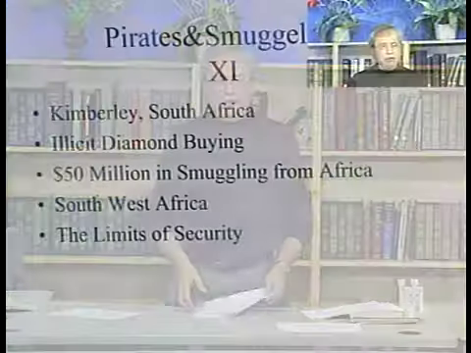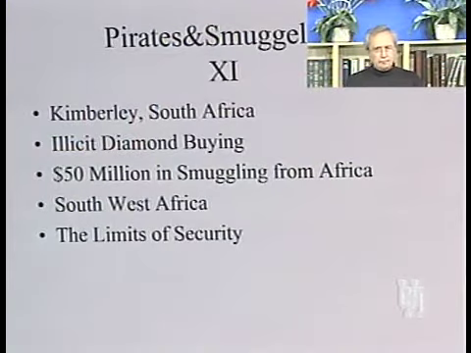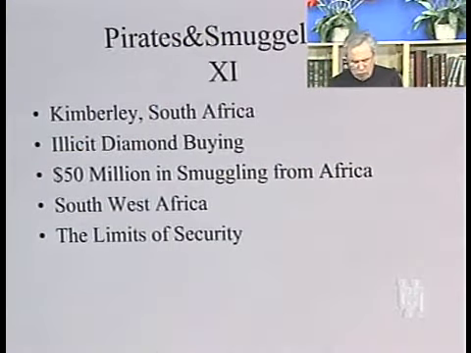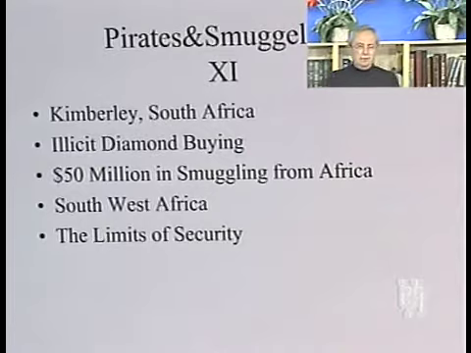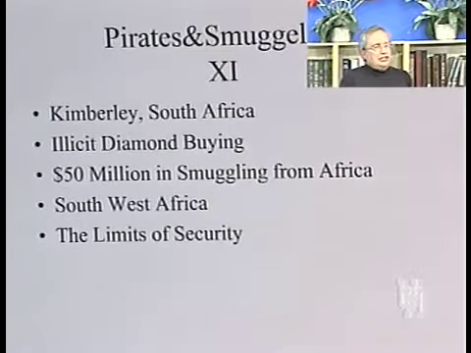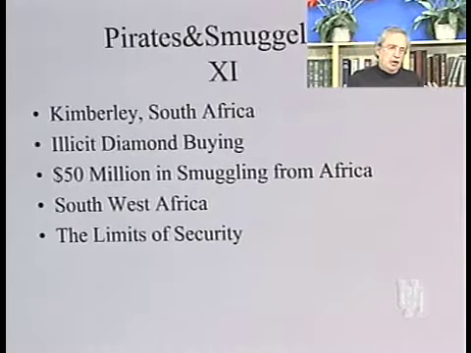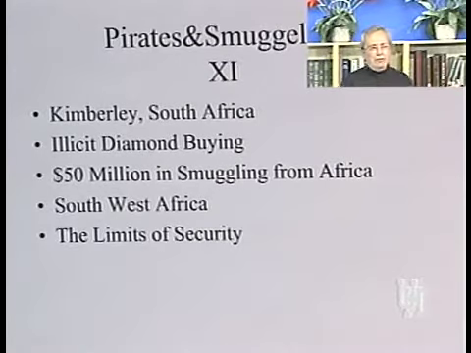Now, one of the key centers for diamond production in the world is in South Africa, in the great diamond mines around Kimberley. And this is one of the areas where diamond smuggling went on a significant basis. Probably about 10% of the diamonds that were produced at Kimberley were being bought illegally. They call it illegal buying. It's ultimately a form of smuggling.